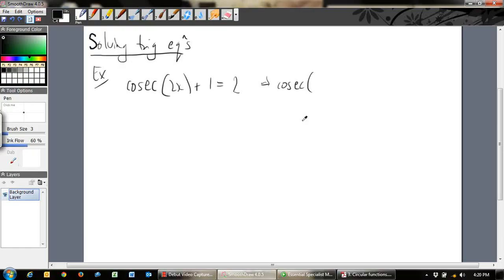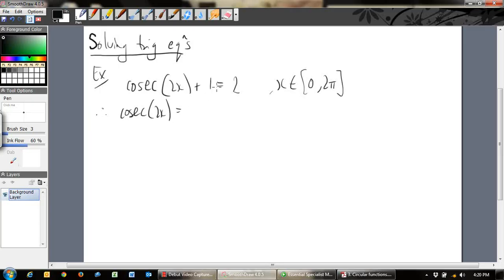Now let me back the truck up. I forgot to say what values of x. Let's solve this for x between 0 and 2 pi. That's our range of values, because obviously there are probably infinite solutions to this. Let's find the values in this range. Okay, now I'll start. Sorry about that.